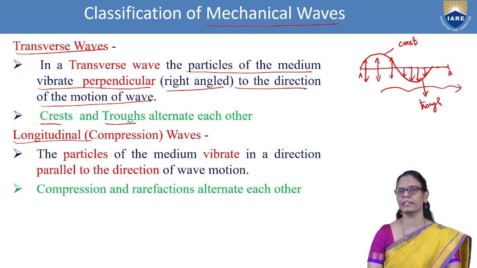And they alternate each other. So this is one complete wave. We can say one crest and one trough will make a complete wave. So as the wave propagates forward, there will be a number of crests and troughs and they alternate each other.